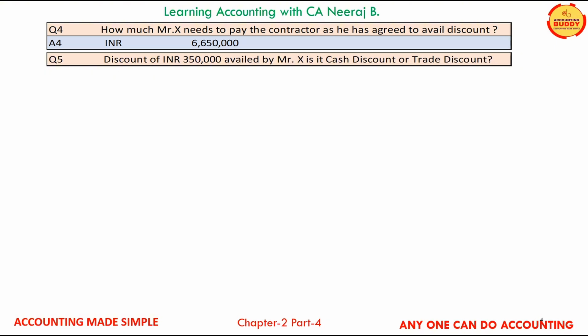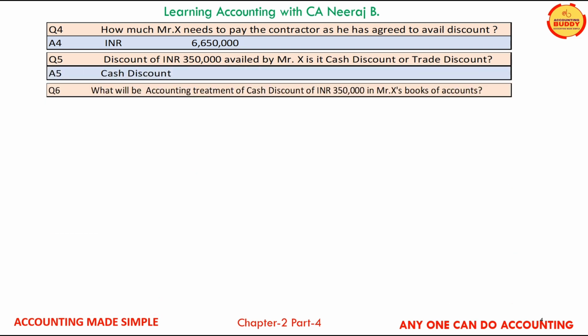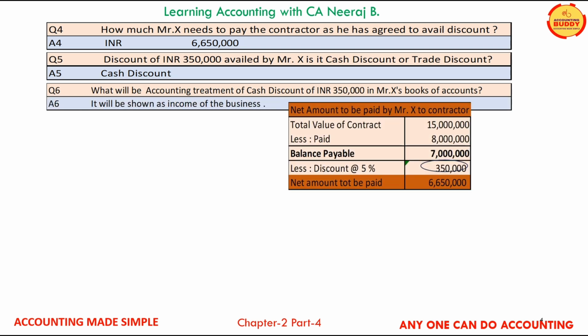Question number 5. Discount of 350,000 availed by Mr. X is a cash discount or a trade discount? It is a cash discount. Question number 6. What will be the accounting treatment of cash discount of INR 350,000 in the books of Mr. X? It will be treated as business income.